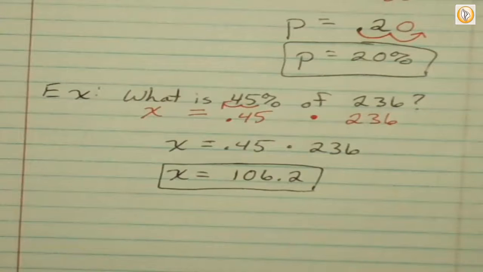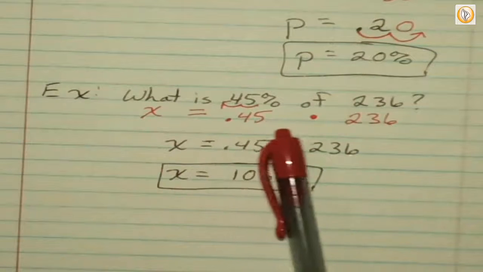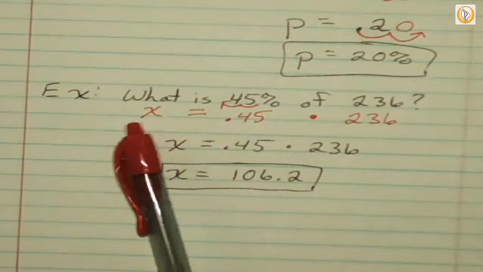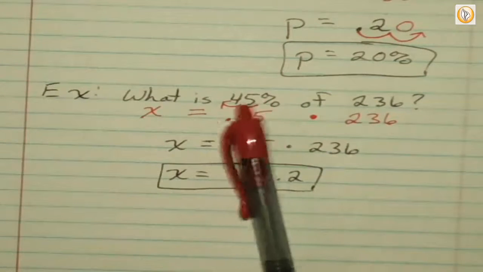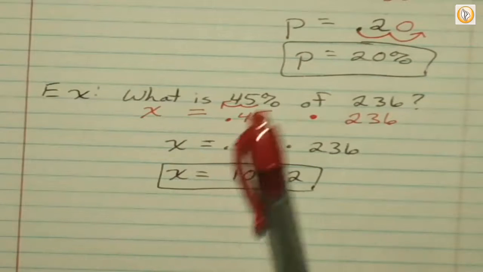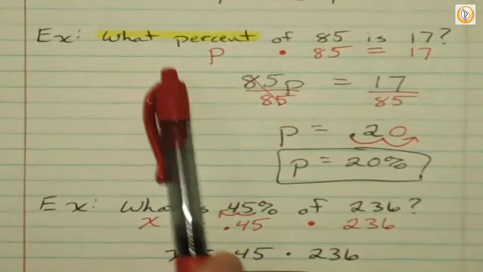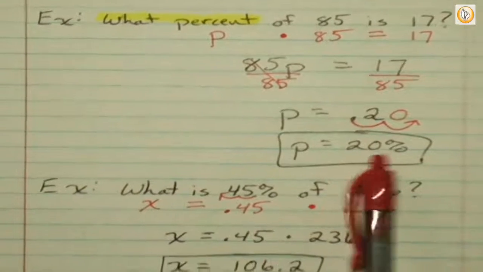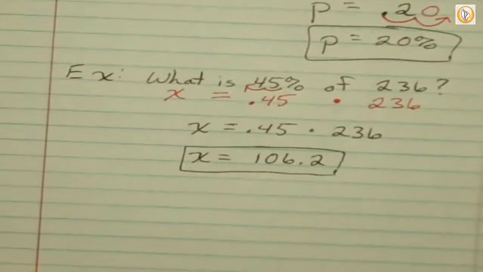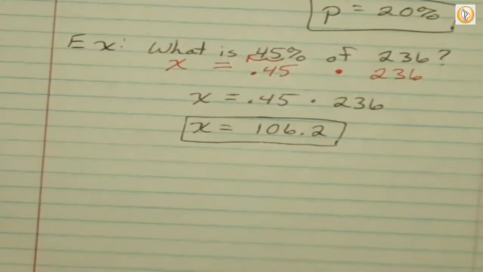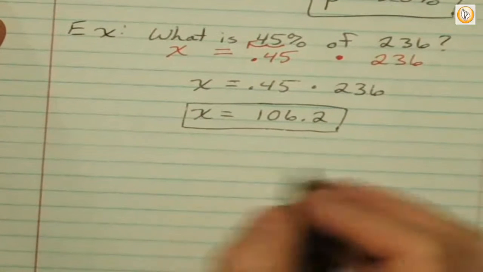So see, instead of really focusing on what's the percent, what's the whole, what's the part, just write it out and write down what they gave you and what's missing. Make sure you always change the percent to a decimal. And if they're asking for the percent, make sure you change your answer into a percent. Any questions about that? All right, let's do another.